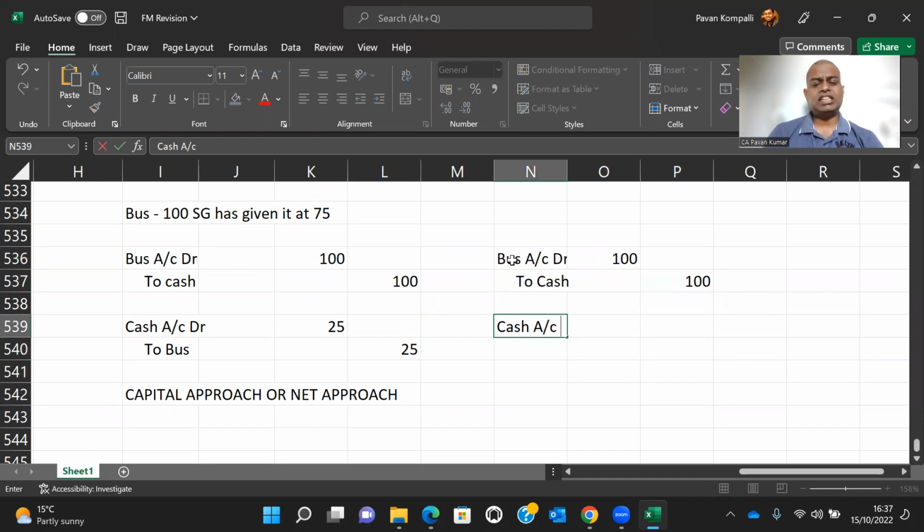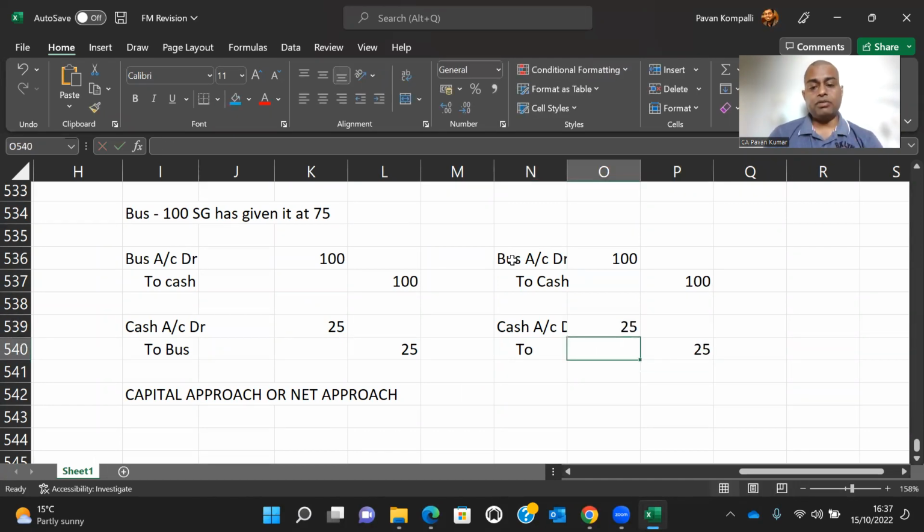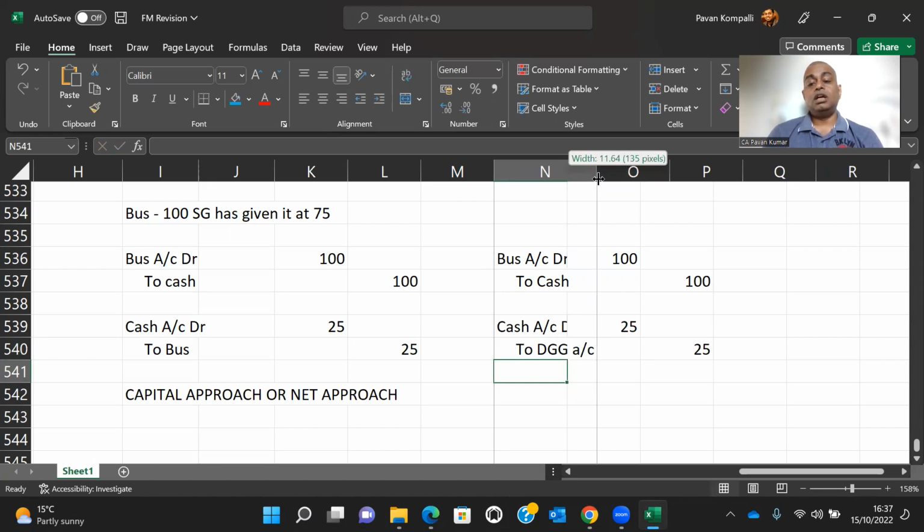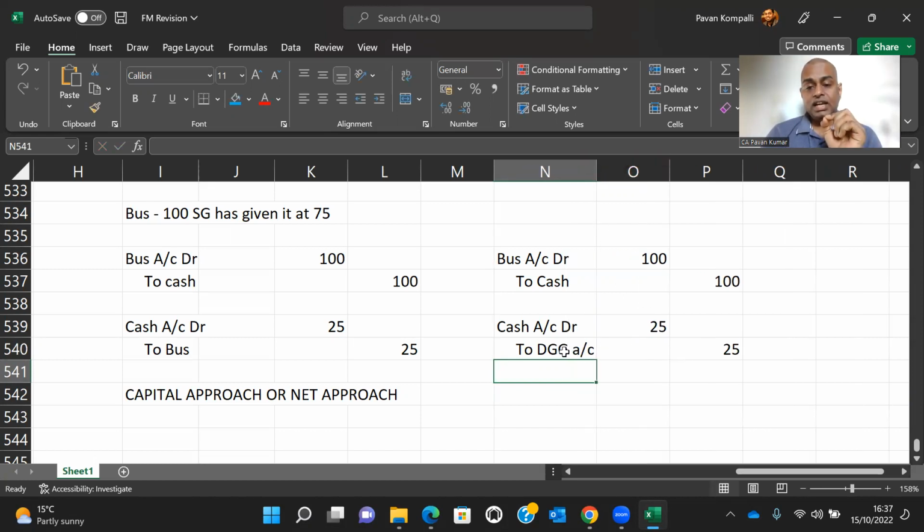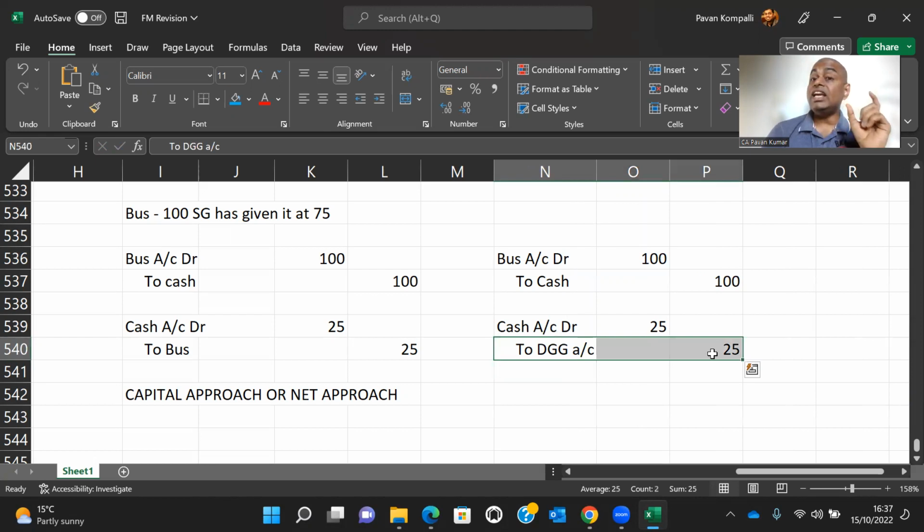Second approach is bus account debit to cash 100. Then cash account debit 25. In income approach, I write 25. So can I say to P&L? No. DGG, deferred government grant account. This DGG is like equity, like a reserve. So you will take it to your balance sheet.